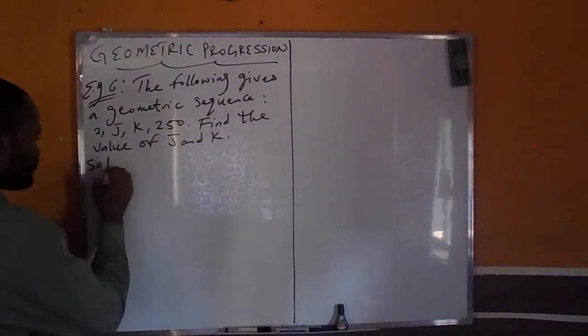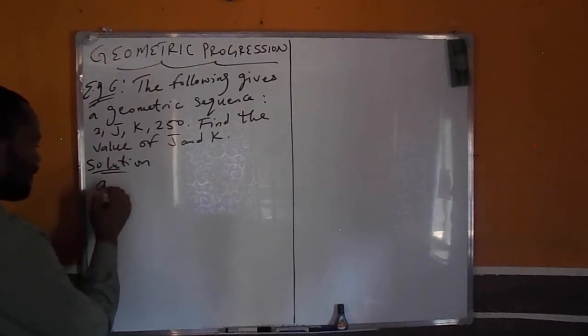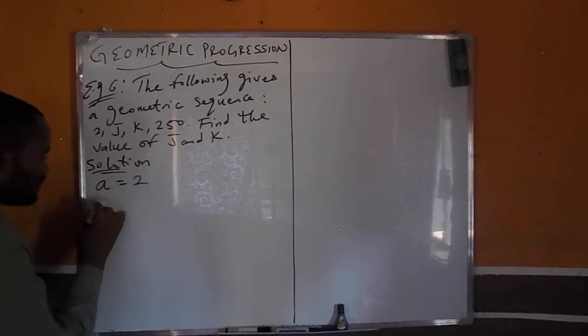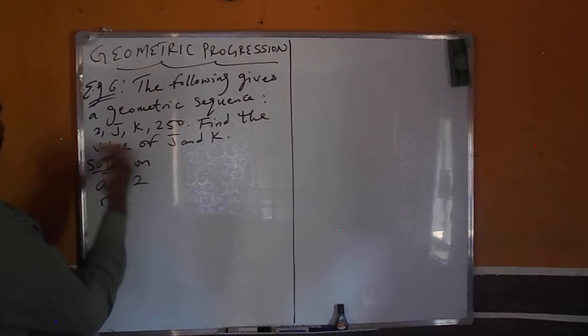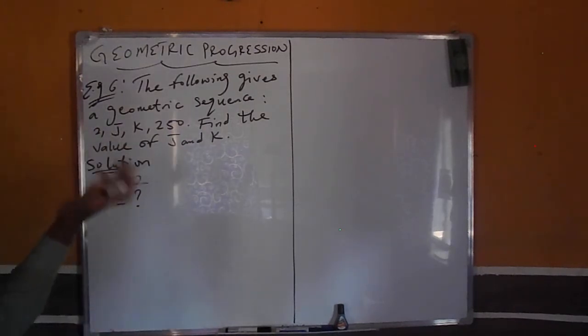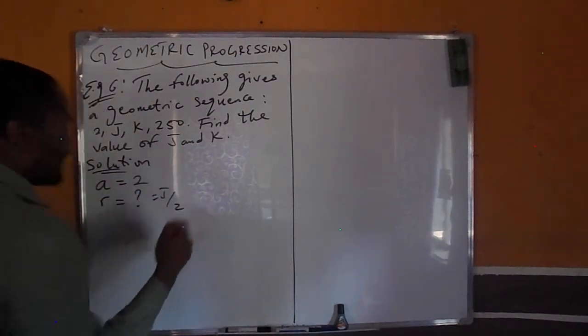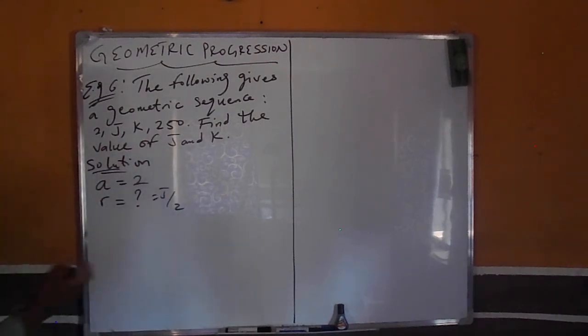Firstly, what is our A? A is the first term, which is 2. R, which is the common ratio, question mark, no common ratio there. We cannot say j divided by 2, that is our common ratio. We don't know it.